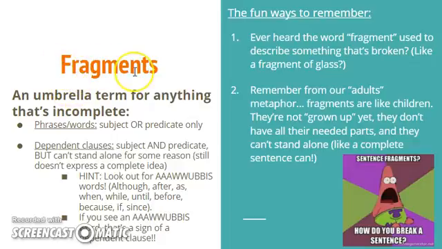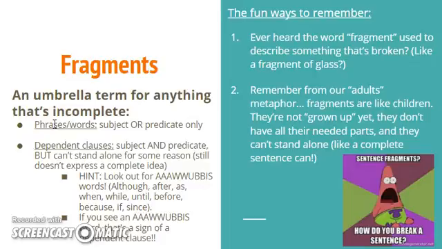The term fragment is technically a word that means more than one thing. It's an umbrella term for anything that's incomplete. Fragments can include phrases or even individual words. If a group of words has just a subject or just a predicate, then it's definitely a fragment and it's a phrase.